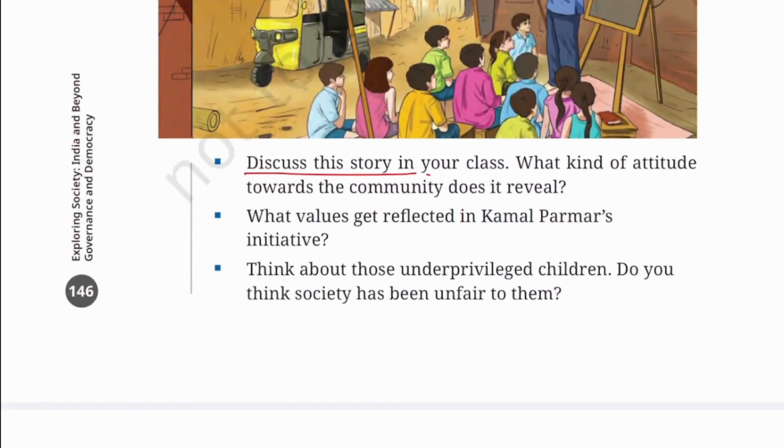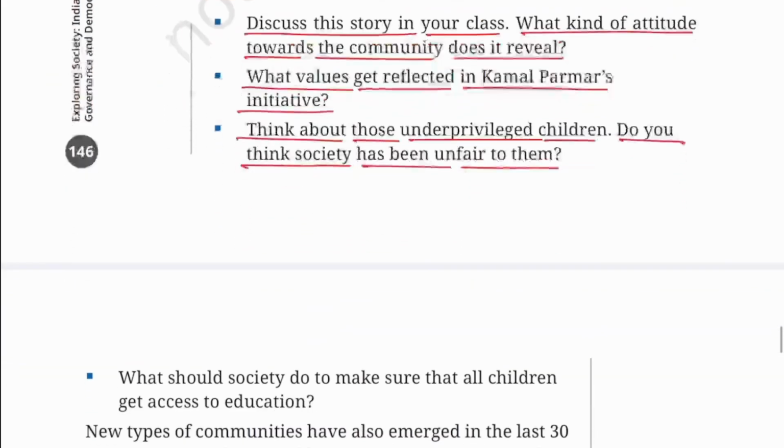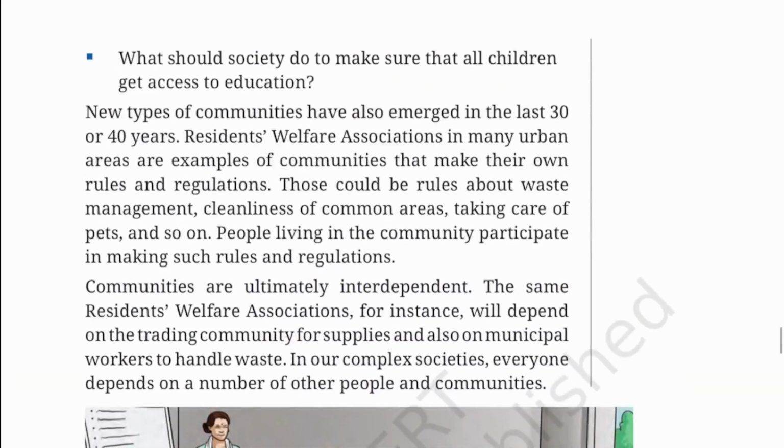Discuss this story in your class. What kind of attitude towards the community does it reveal? What values get reflected in Kamal Parmar's initiative? Think about those underprivileged children. Do you think society has been unfair to them? What should society do to make sure that all children get access to education?